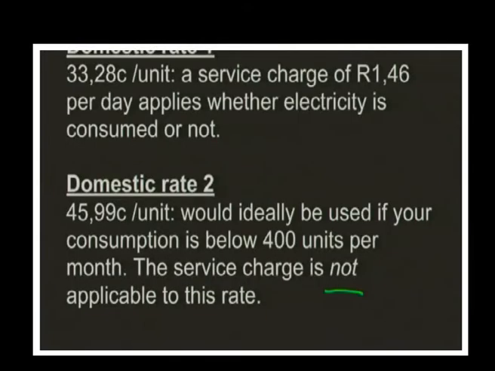So I start my day and Eskom gives me a bill of R1.46. I go to bed at night, wake up the next morning, and I have a charge of R1.46. Go to bed, wake up, R1.46. And I do that every day of the month, before I've even used any electricity. So over and above the service charge of R1.46 every day, Eskom is also going to charge me 33.28 cents per unit. Let's look at it here. They say there's a service charge of R1.46, and then they say also added to that we're going to charge you 33.28 cents per unit.